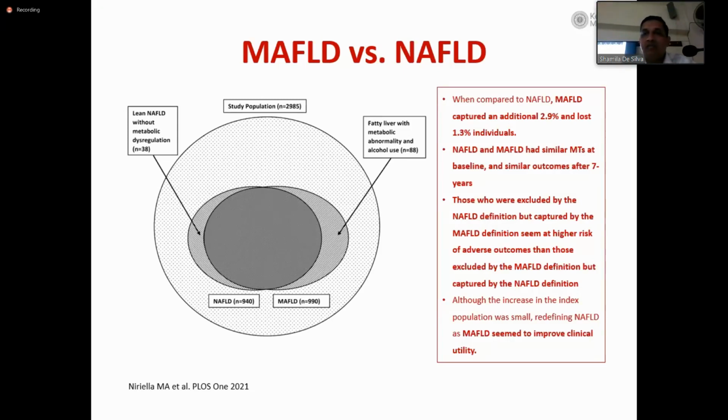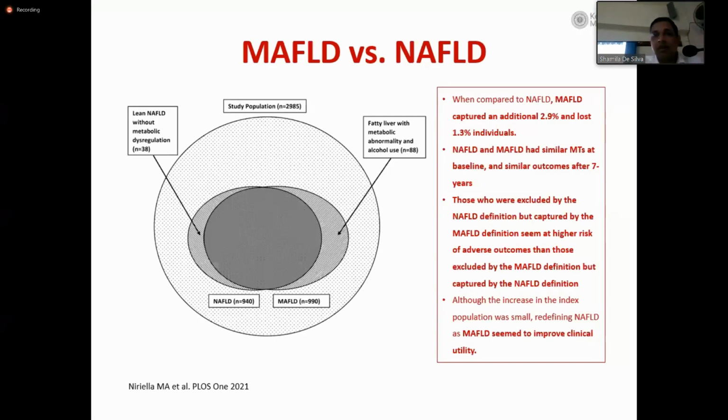And when we compared NAFLD and MAFLD, MAFLD seemed to capture a little bit more than NAFLD. So it's a little bit more inclusive, but you can see there is a huge overlap between the 2 definitions. The 2 definitions are broadly very similar. So NAFLD is not so bad, but MAFLD seems to be doing better. And NAFLD and MAFLD had similar metabolic traits at baseline. They had equal diabetes, equal obesity, equal hypertension, equal dyslipidemia.